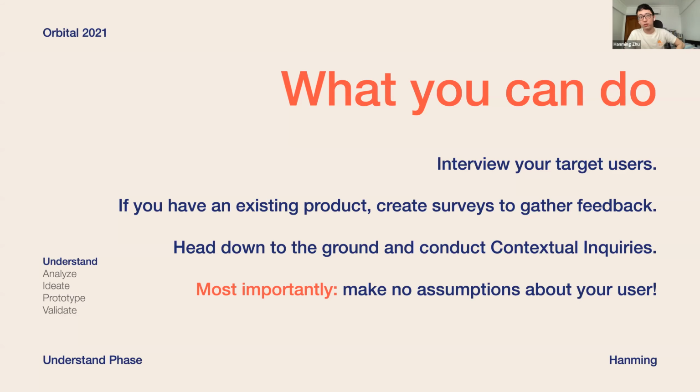And of course, you can do contextual inquiries. You can head down to the ground and do contextual inquiries. I'll talk about this on the next slide. But the most important thing is that you cannot make any assumptions about a user. I think a lot of people fall for this trap. People think, I will use the app this way, so naturally everyone should use the app this way. Or, I think I'm potentially part of the target audience, so how I feel about this app should be how everyone feels about it. If you think this way, you're absolutely wrong already.